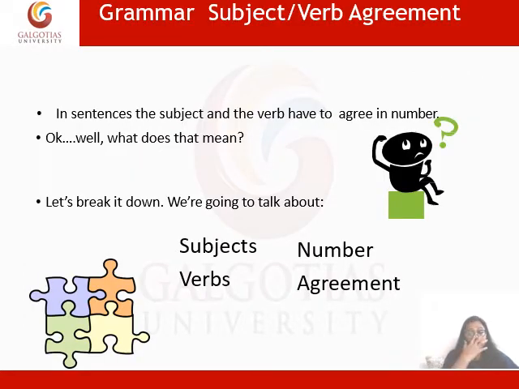Now, let's go in a little detail. In sentences, the subject and verb have to agree in number. Well, you must be thinking, what does that mean? Let's make it simple. Let's break it down. Let's talk about each part separately before we move on to the rules. So subject and verb agreement comprises of subject, verb, number, and agreement. So let's talk about subject first.